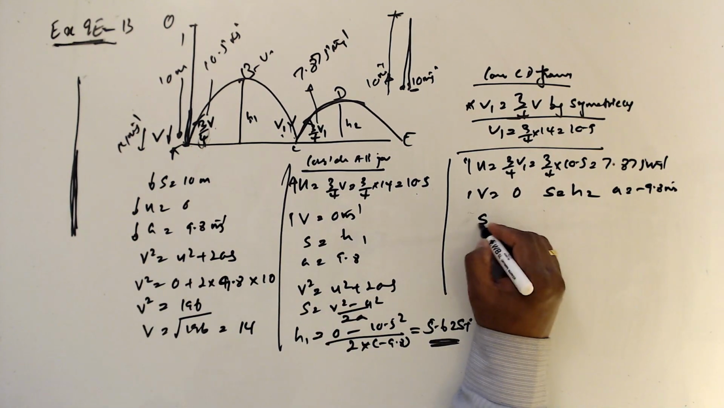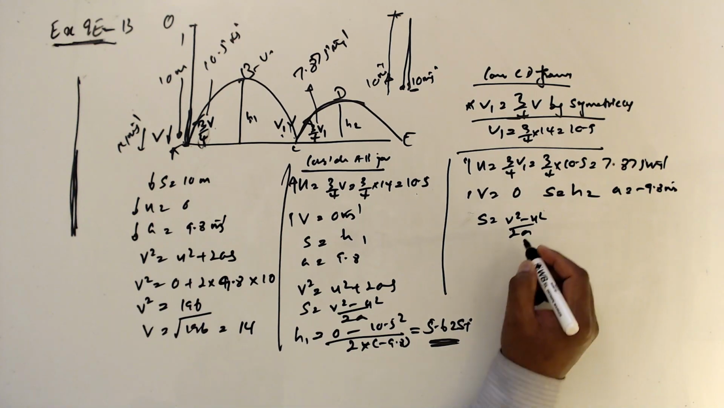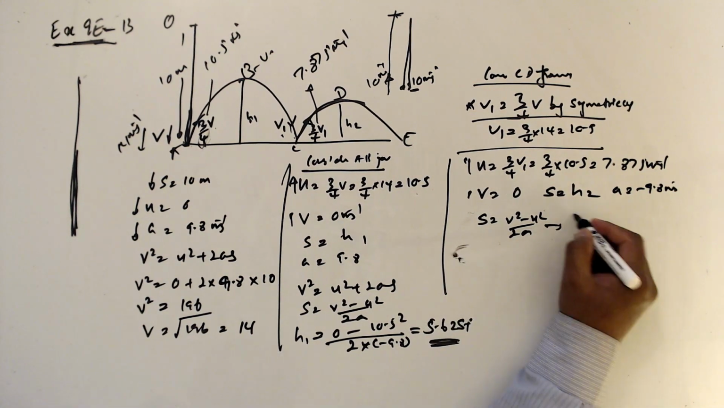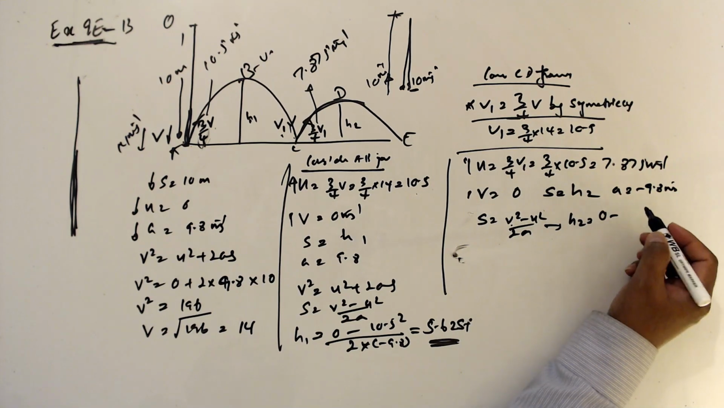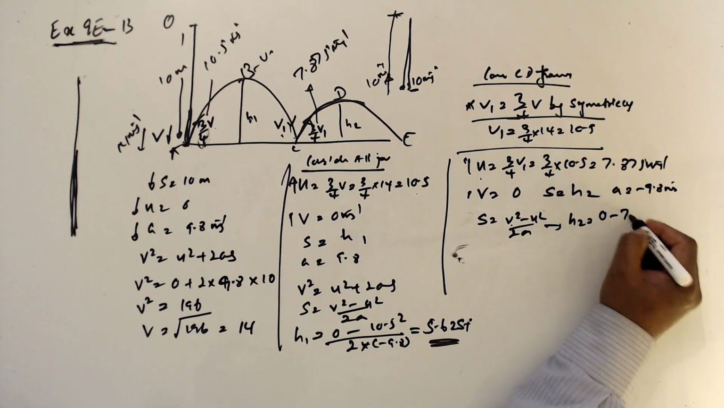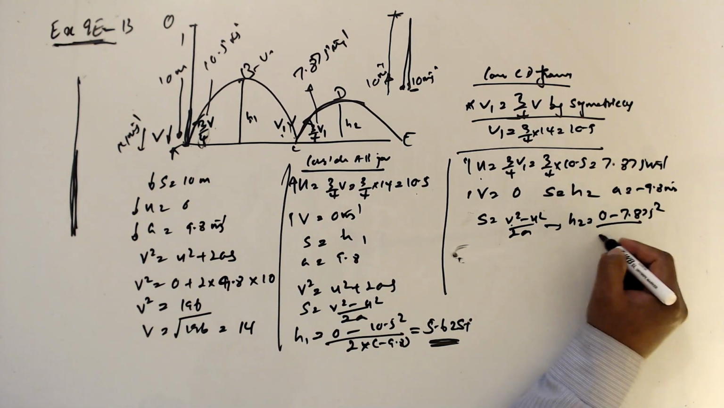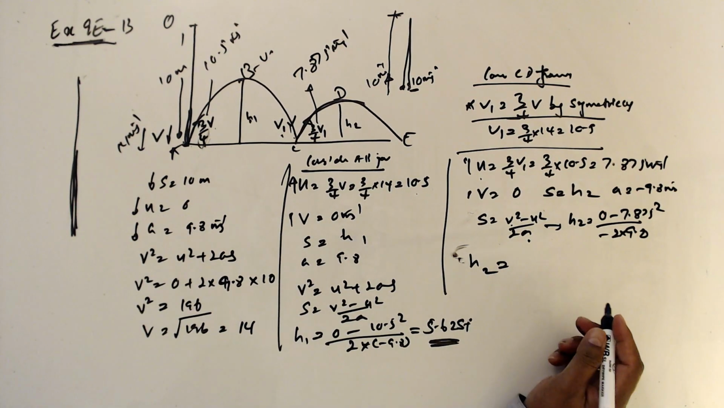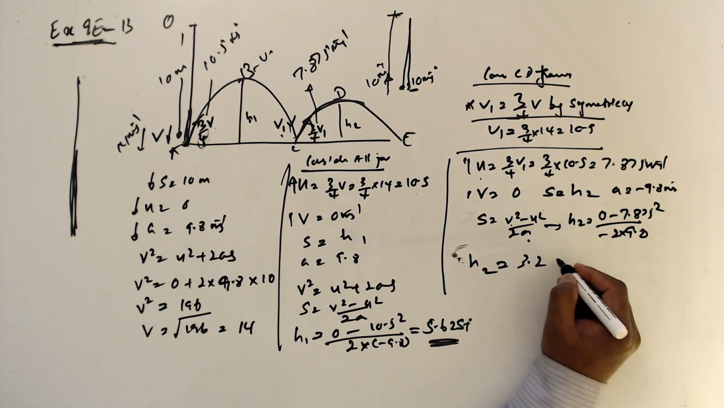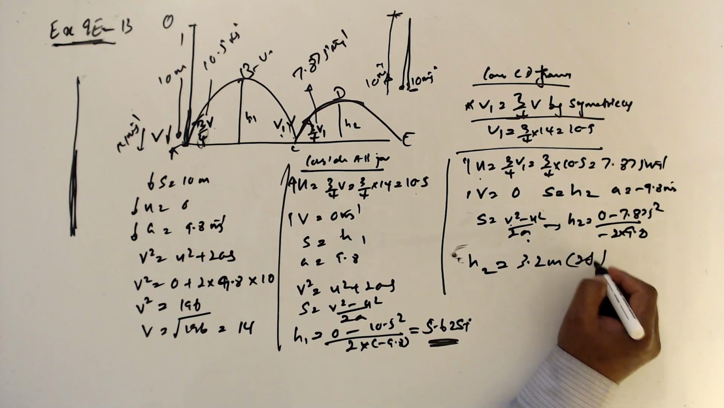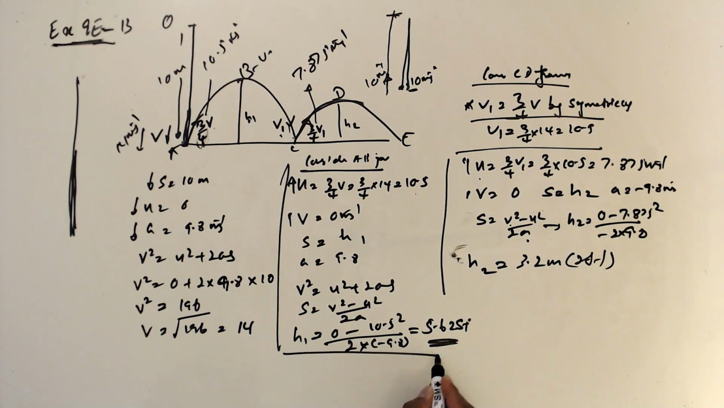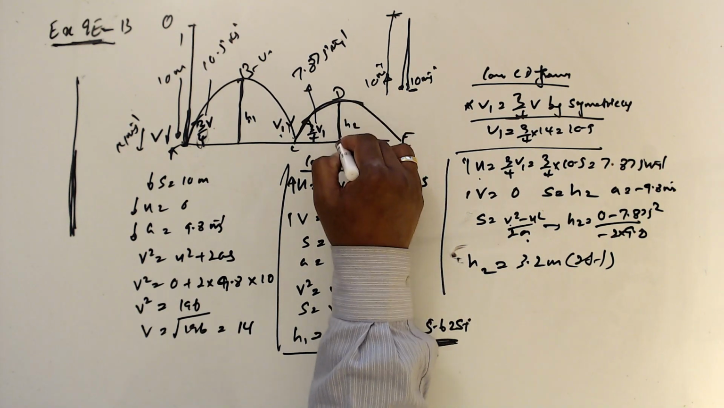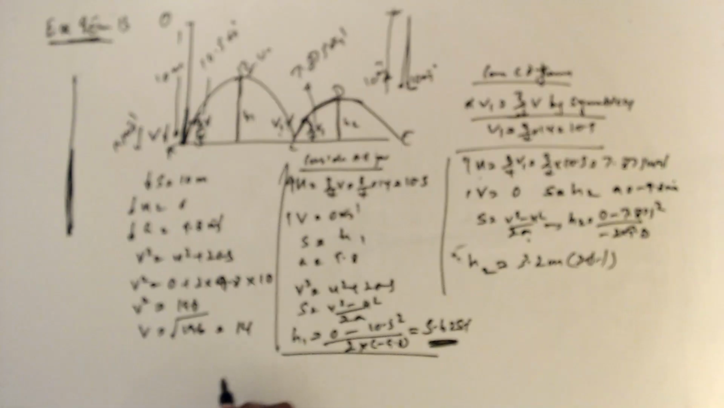Now same as this one, S equals V squared minus U squared over 2A. So H2 equals 0 minus U squared, so I write here H2 equals 0 minus 7.875 squared over minus 2 times 9.8. So H2 equals 3.2 meter to 2 SF. So the first time, the greatest height you will get is H1, where V equals 0 with the first bounce. The second time highest you will get V equals 0 for the second bounce.